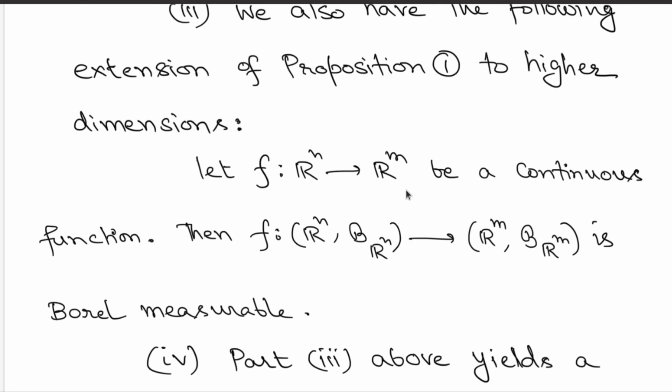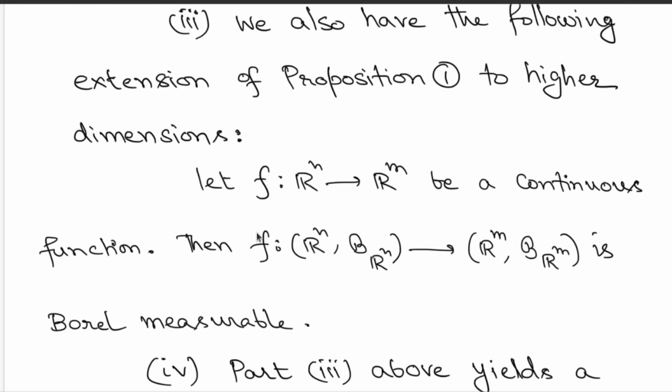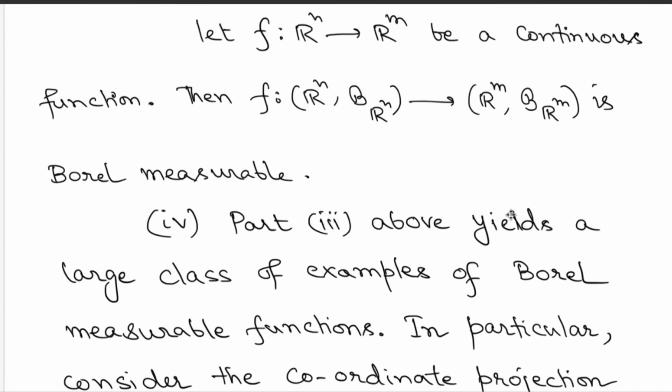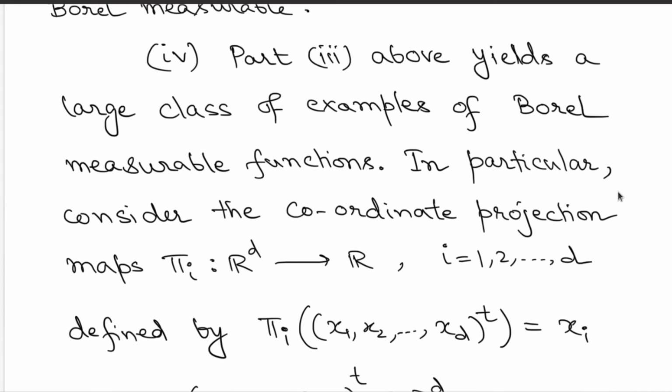Again, this fact follows using the principle of good sets, and in particular it uses the fact that you only need to check the condition for measurability for the generating sets on the range side. If you can show that for generating sets on the range side the pre-images are in the domain side sigma field, then it is good enough to check measurability. And this part 3 talks about this type of continuous functions from Rn to Rm.